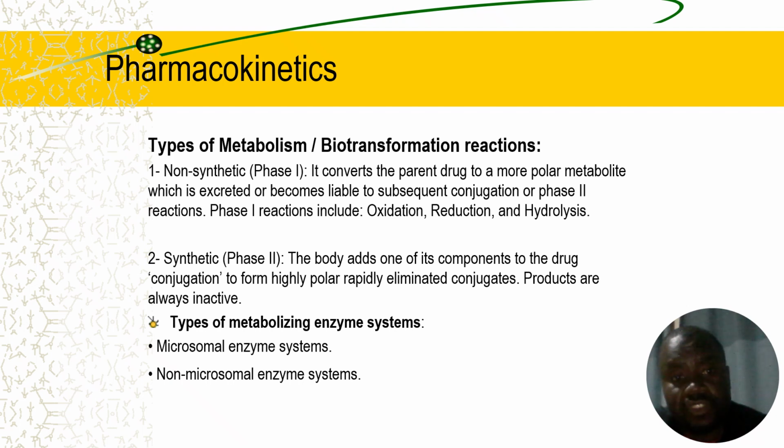to the chemical structure of the drug, and that tends to change its chemical nature into a conjugate. So this process is phase 2 reactions, called conjugation reactions, because other chemical substances are added to the drug as additional moieties or components. The phase 1 reactions convert the parent drug to a more polar metabolite which is excreted or becomes more liable to subsequent reactions, which are the conjugation reactions. While a phase 2 reaction tends to form a highly polar and rapidly eliminated conjugate. Usually the phase 2 reactions are actually always inactive.